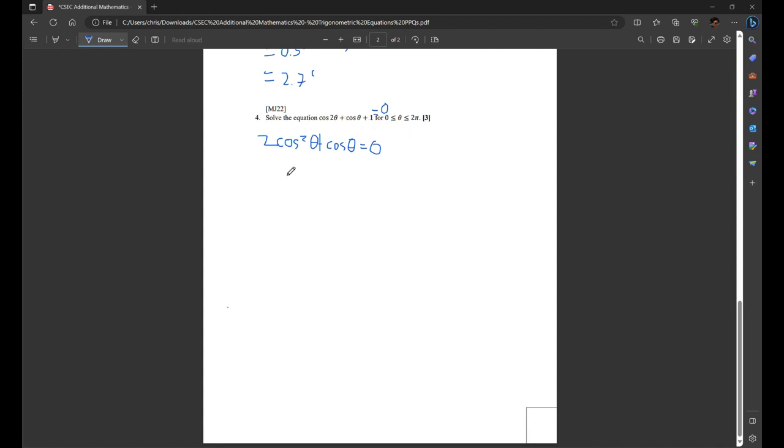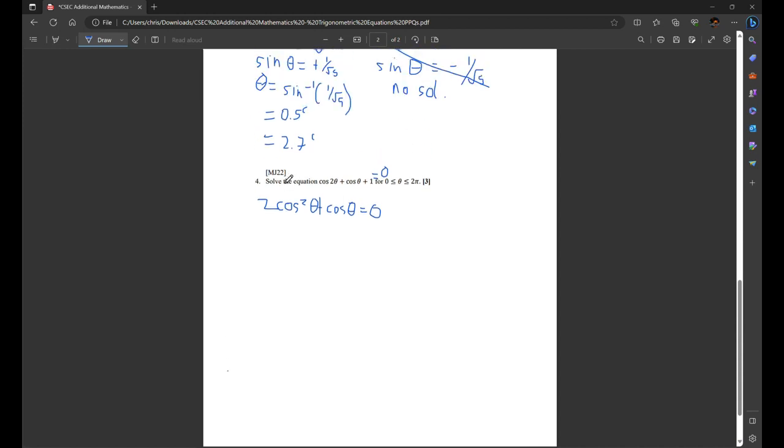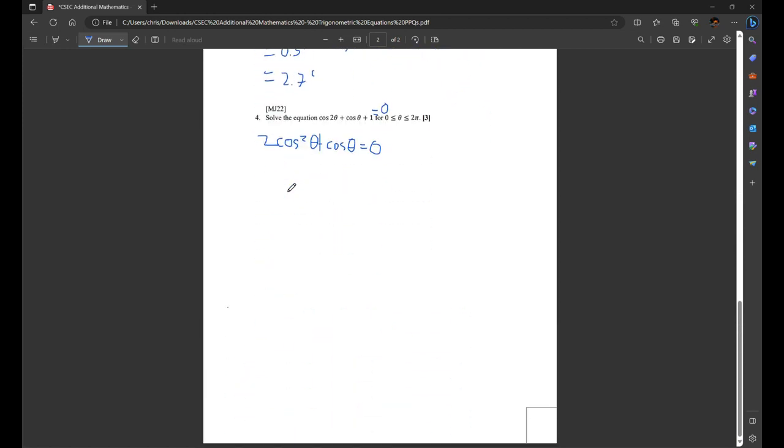So for this one, I'm actually not going to do the substitution step, because this is actually a really simple equation. So I'm just going to go ahead and factor out a cos theta, and that's going to leave me with 2 cos theta plus 1 is equal to 0.